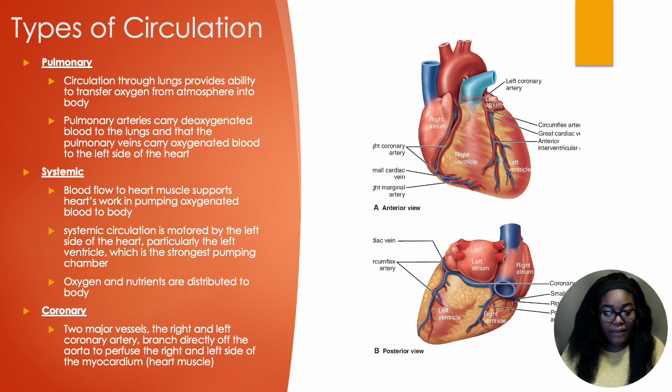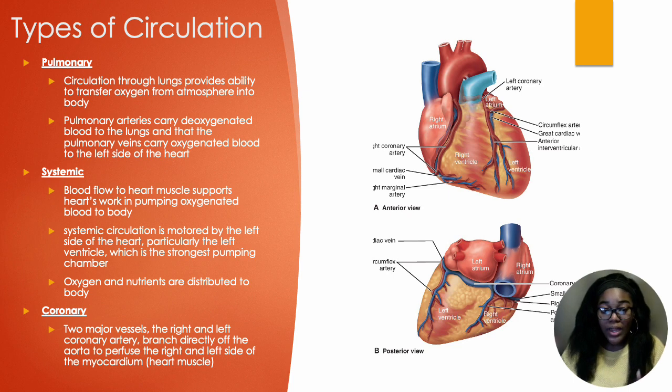So now we have coronary circulation, and this is really the perfusion of the heart. So you have two major vessels, the right coronary artery and the left coronary artery, that help perfuse the heart. So the heart must itself have its own oxygen supply.